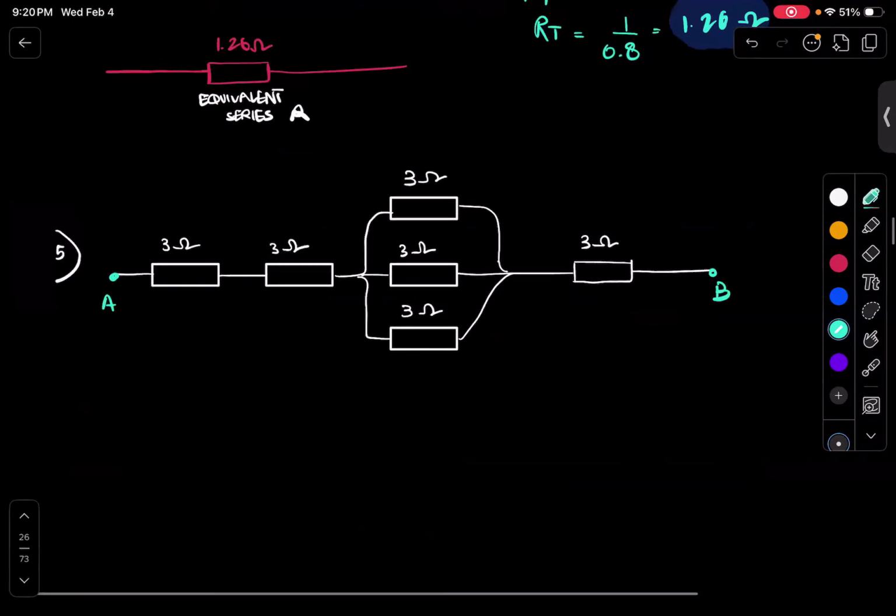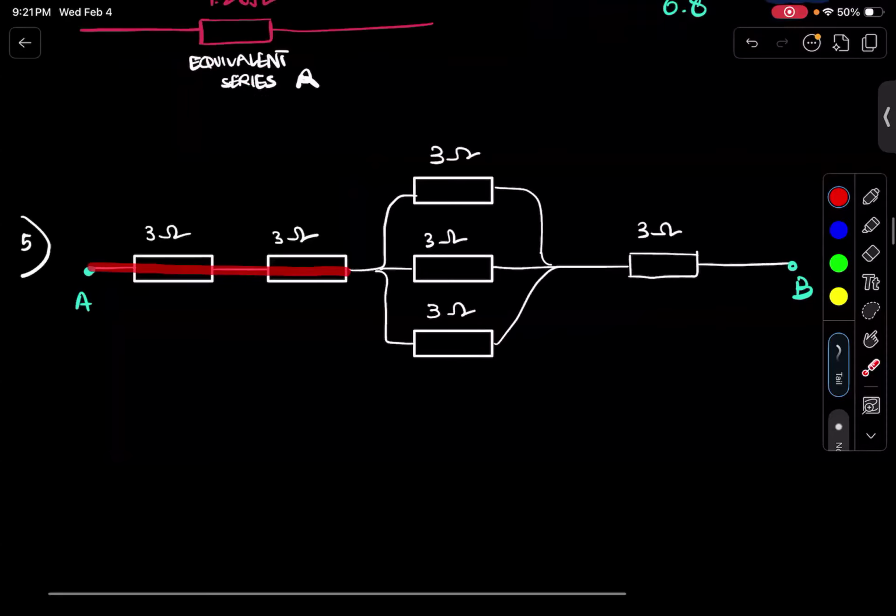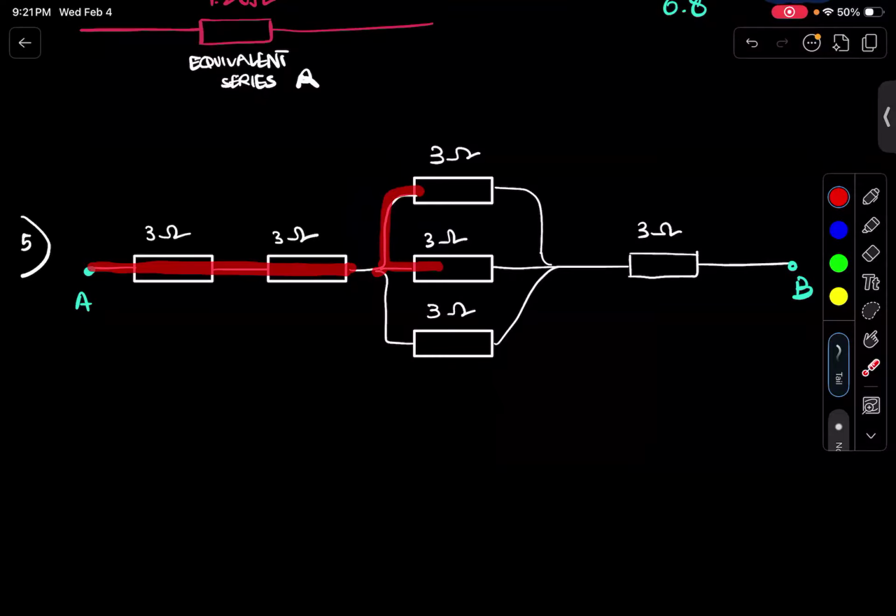Okay, so question 5. Calculate RT from A to B. Total resistance between this junction. Now, they're all threes, right? But you notice there's a parallel one over here as well. So this one is in series, right? How do you figure out which one is series and which is in parallel? The rule is, if the same current is passing through a resistor, then they're in series, right? So check this out. These two 3 ohm ones are in series, okay? Then these three, because different currents are flowing through them, they are in parallel, okay?